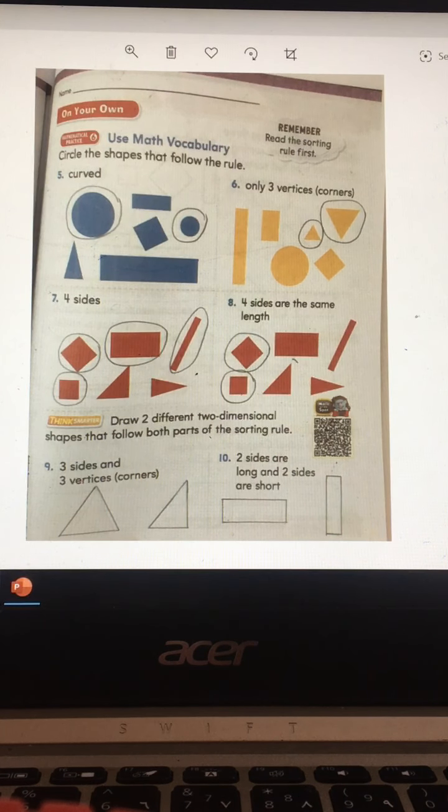We have reached the end of our session. I hope you've understood everything we said about sorting shapes following the sorting rules. Thank you everyone.